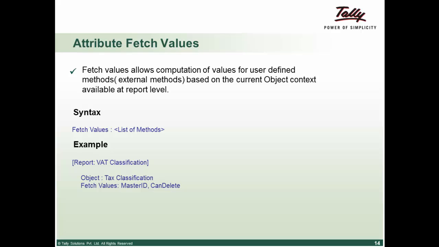So the fetch object might not be directly related to the current object context. So fetch values allows us to call the method names that are currently available in the current object context of the report. So if my current object context is tax classification, with fetch values you can provide the method names available in that particular object. So you can say method 1, comma method 2, comma method 3, comma method 4. You can give the list of methods that you need.